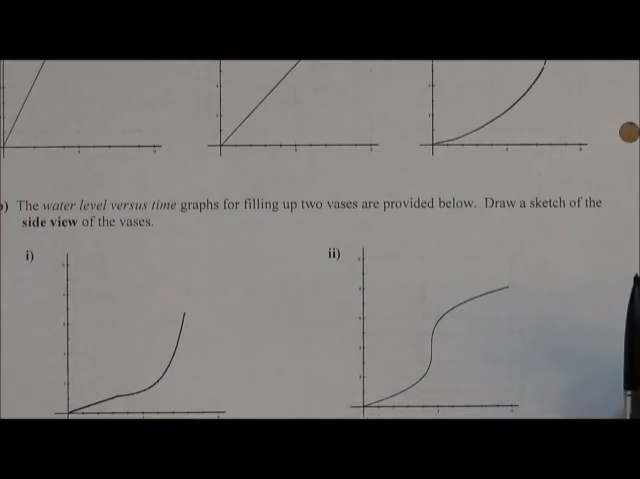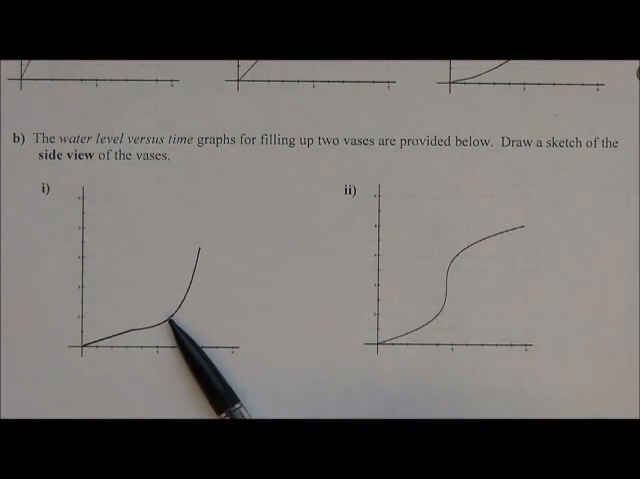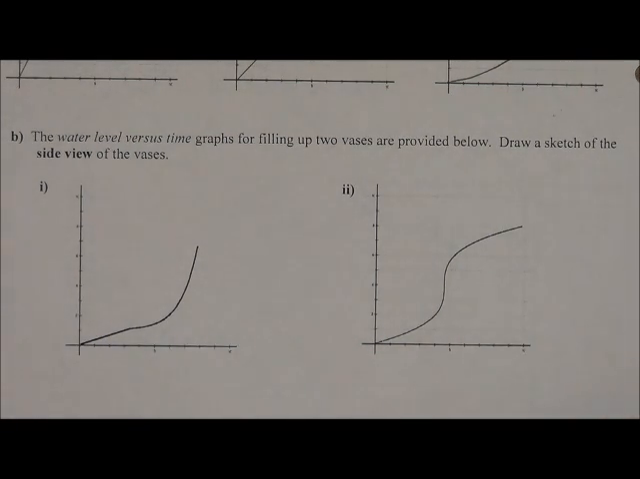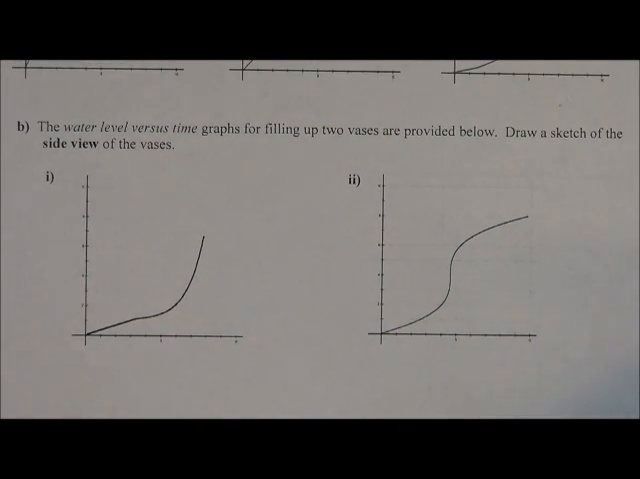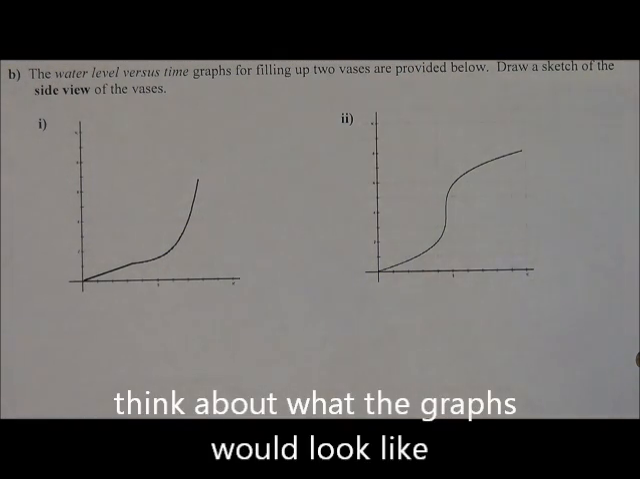Okay, let's now take a look at part B, again with water level. Now we have the graphs of two vases being filled up in the same technique, water level versus time. And now what we want to do is draw what we think the vase would look like as we fill it up to result in these graphs. So pause the video now and take a good look at those graphs and see if you can figure out what the vase would look like.